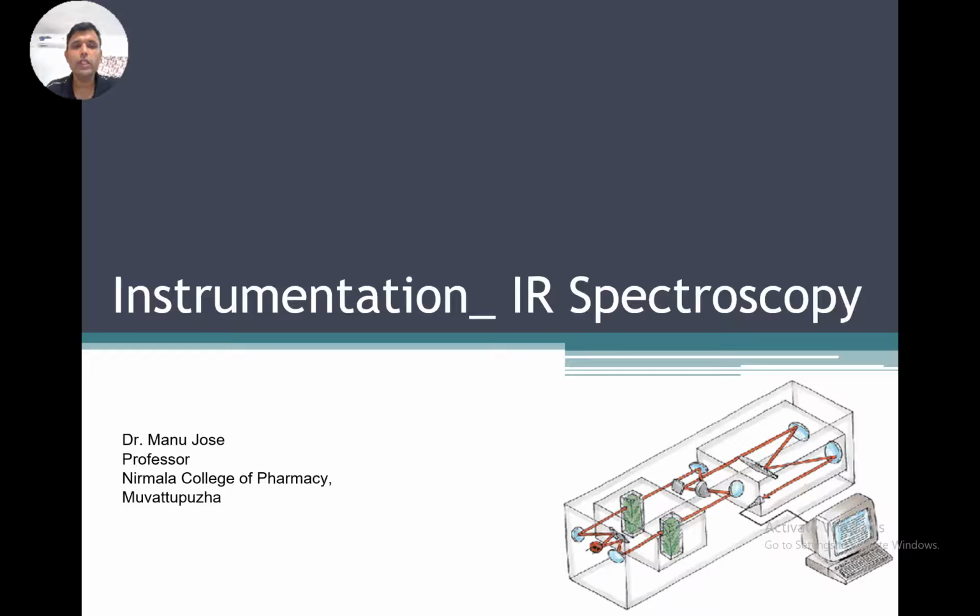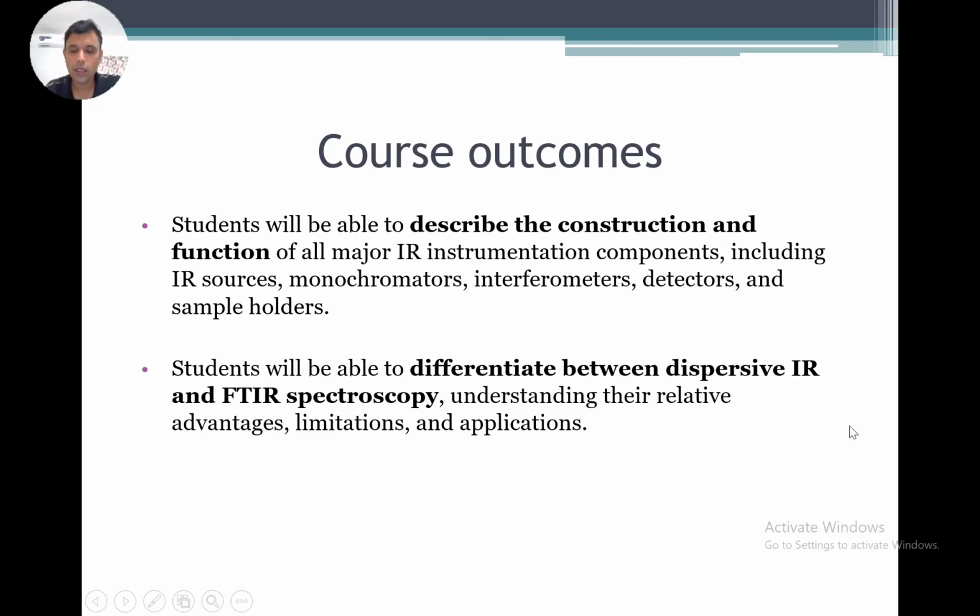Today we are going to discuss a new topic, that is the instrumentation of IR spectroscopy. Last day we discussed the basic principle of IR spectroscopy, where we saw that IR spectroscopy is mainly used for the identification of functional groups. So we can identify compounds by comparing the sample spectra with a reference spectra. It's just like a fingerprint, so we can easily identify the compounds.